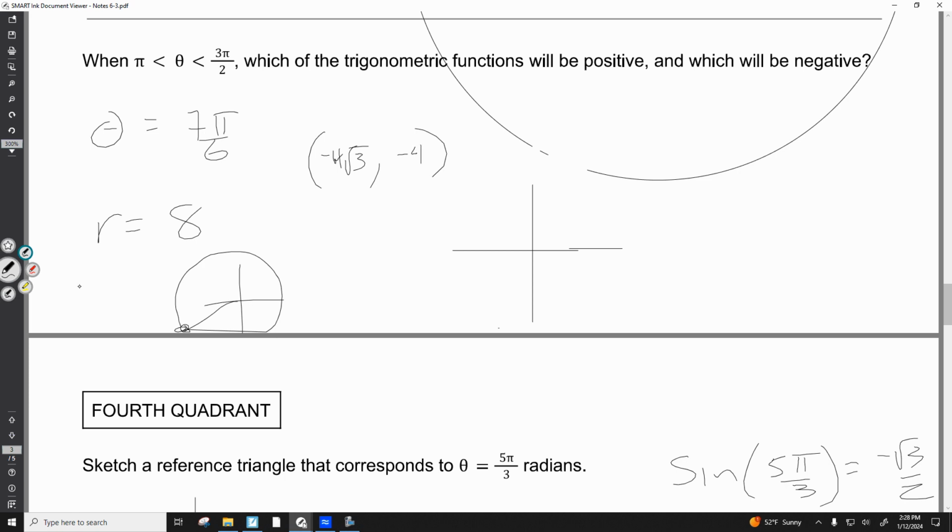How did I get that? I got 7 pi over 6, 30 degrees away from pi, -root 3 over 2, -1/2. I then want to change the radius of 1 to 8. I multiply everything by 8. I scale it. It scales everything. It scales the arc length. It scales the x's. It scales the y's. It's all good in the hood.